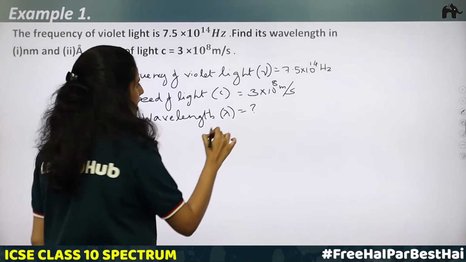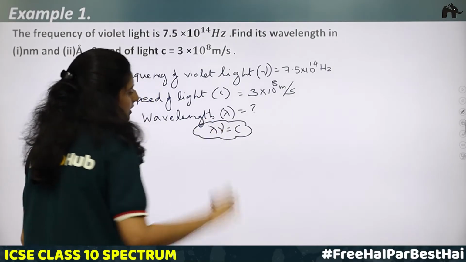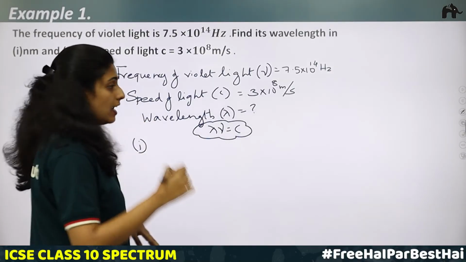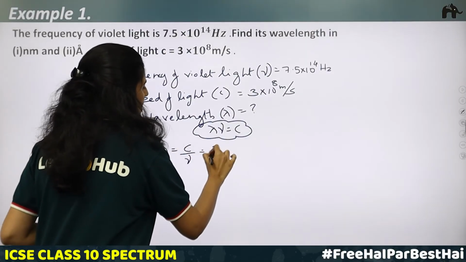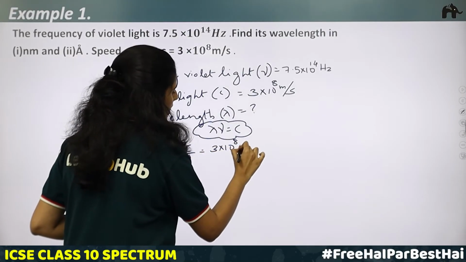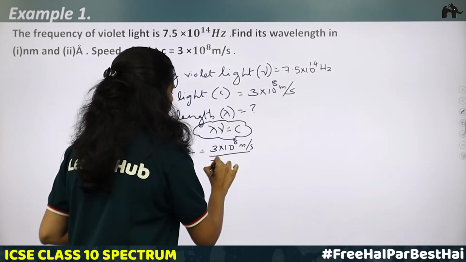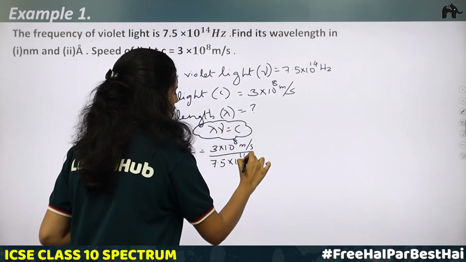What is the relation? Lambda nu is equal to C. So here we have to find lambda. First question, we have to find lambda in nanometers. Lambda is equal to C by nu. Here C is 3 into 10 raised to 8 meter per second divided by nu, 7.5 into 10 raised to 14 Hertz.